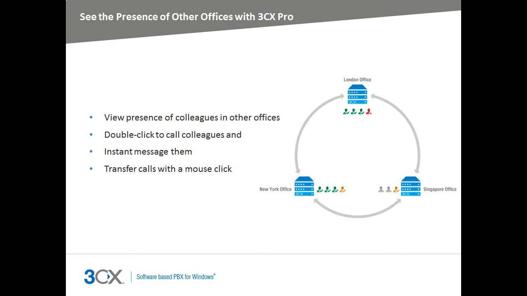The presence of colleagues within the other offices is displayed in the 3CX phone for Android, iPhone and Windows clients, providing flexibility and quick access to other office locations.